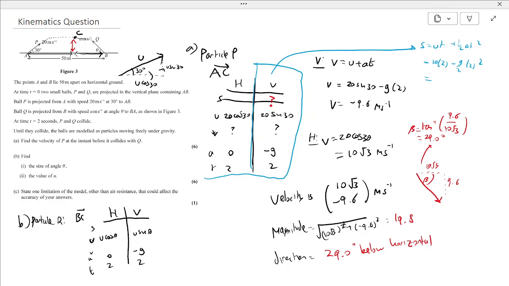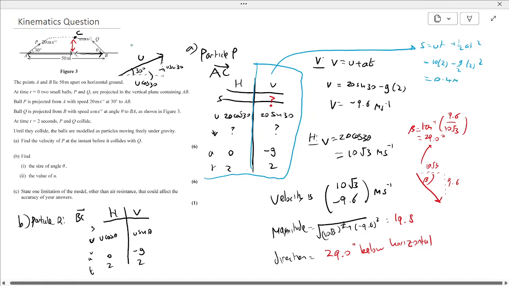You should get 0.4. The particle P has moved 0.4 meters vertically from A to C, which means Q has done the same. So I can add in here 0.4. Okay, so helpful.